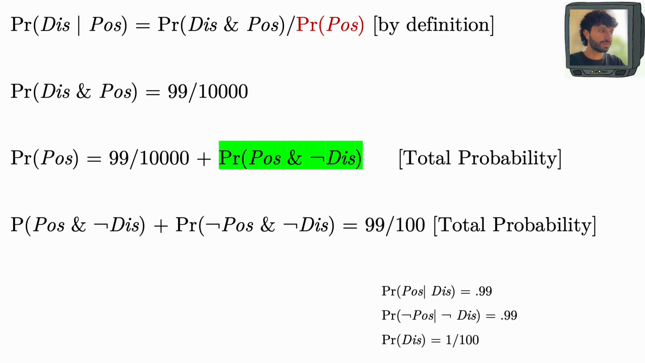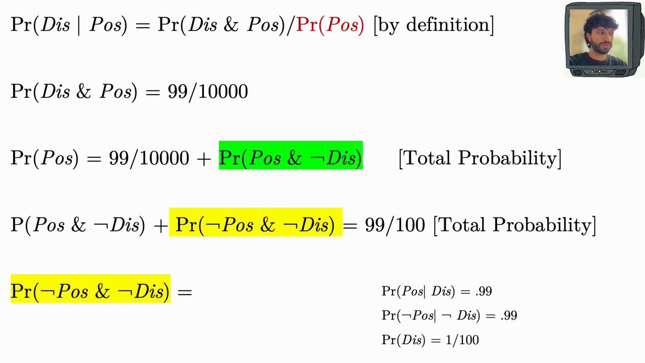But we're not done yet, right? What we're trying to find is the part highlighted in green, the probability of testing positive and not having the disease. But we still need to figure out this part highlighted in yellow. What's the probability of not testing positive and not having the disease? What are we going to do? Can we expand it with the law of total probability or with the conditional probability?